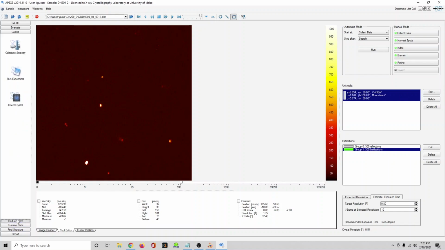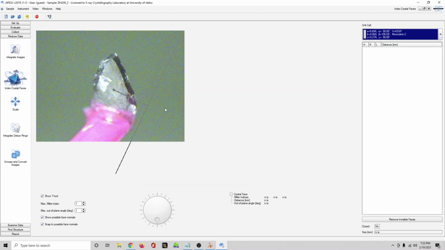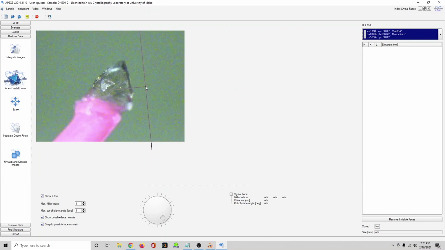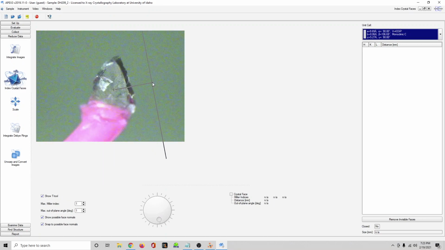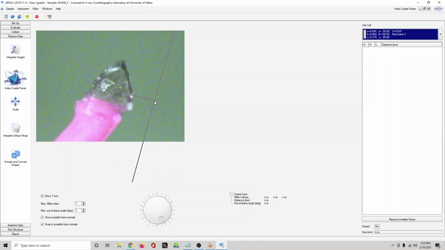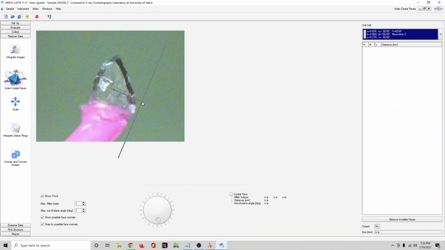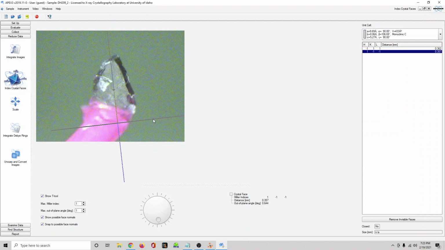And before I do that, since I have a cell, I will index the crystal faces to get some good dimensions on this crystal. And as you can see, the crystal is gigantic. I mounted this crystal a long time ago, and as I said, it was never really meant for this X-raying, but we ended up X-raying it anyway.